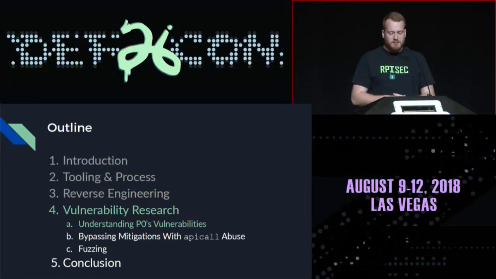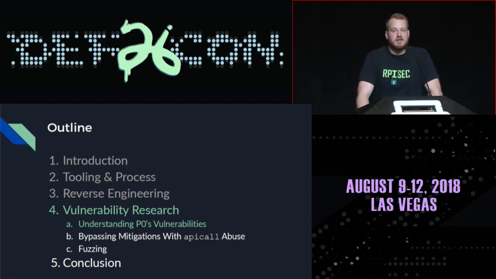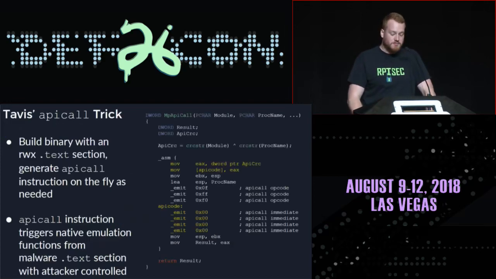We're going to conclude by talking about vulnerability research. Let's start off by trying to understand some prior vulnerabilities discovered by Tavis Ormandy at Google Project Zero. So Tavis discovered this API call instruction that I talked about, and he was able to call directly into native emulations of functions rather than passing through their API call stubs by just generating the API call instructions on the fly, as you can see here.